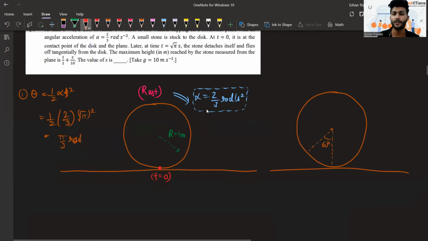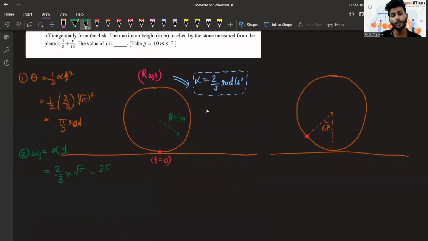Okay, we have found out the stone is over here. Now the next question is, what is the speed with which it is thrown? For finding the speed, we are going to use the first equation of motion, v equals alpha t, because initial velocity was 0. Oh, I should not call it v, I should call it final angular velocity. So this comes out to be 2 by 3 was the value, into time, which was given as root pi. Great. So that's 2 root pi by 3 radians per second.